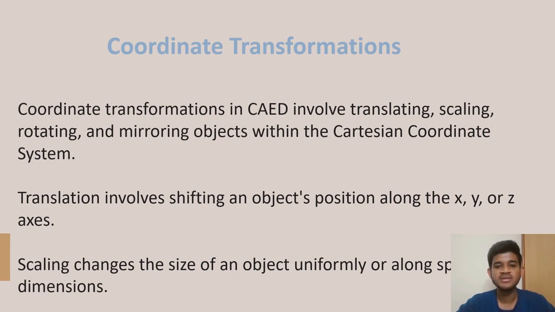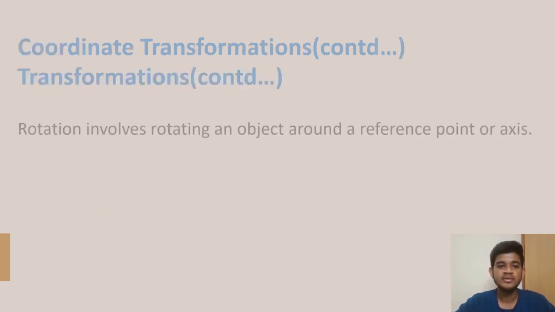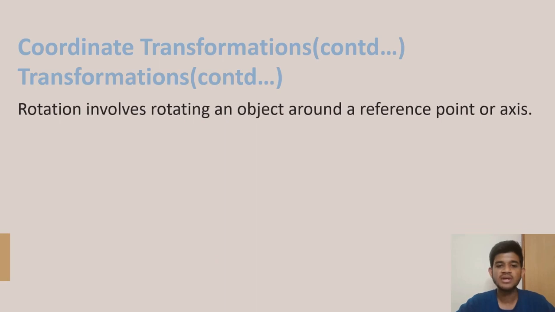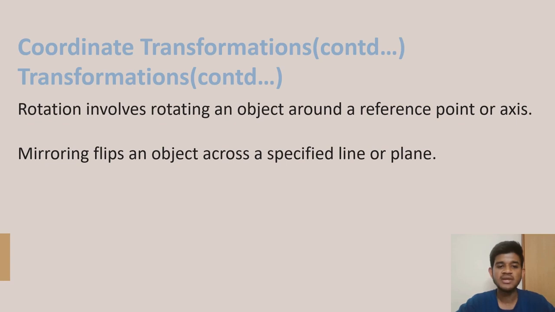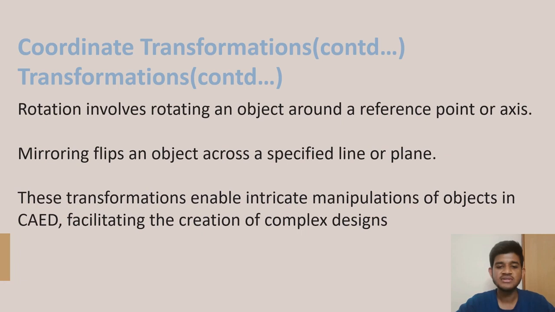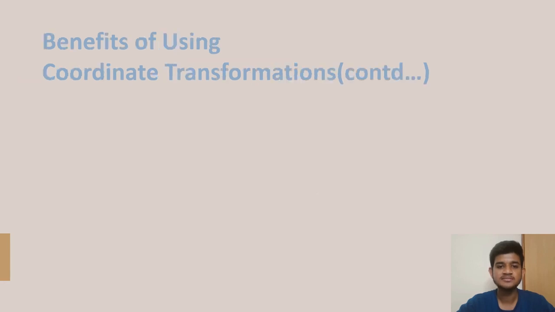That means we can shift the objects which are present in the drawing from one place to another place, or we can rotate those objects, or we can scale those objects. Rotating involves rotating an object around a reference point or axis. Mirroring flips an object across a specific line or plane. These transformations enable intricate manipulations of objects in CAD, facilitating the creation of complex designs.